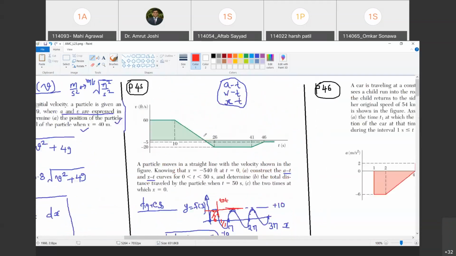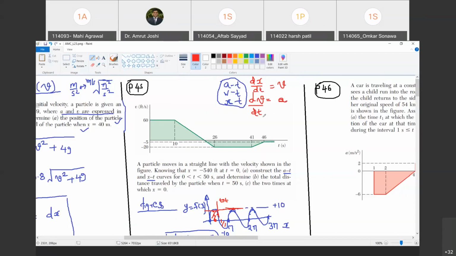So keep this in mind, and now we are going to solve the problem. Now tell me what is the relationship between velocity and acceleration? dv by dt is equal to acceleration. Do you agree with me? Yes, sir. What is the relationship between displacement and velocity? dx by dt is equal to velocity. Do you agree with me? Yes, sir.